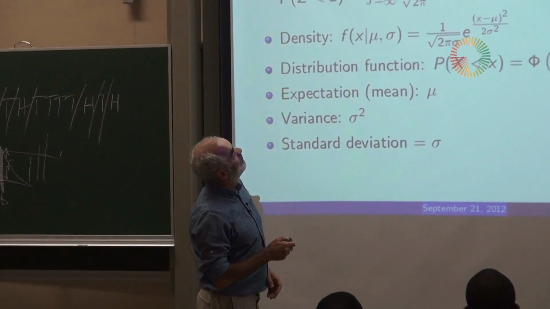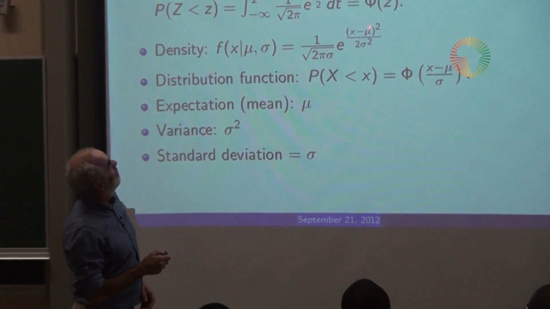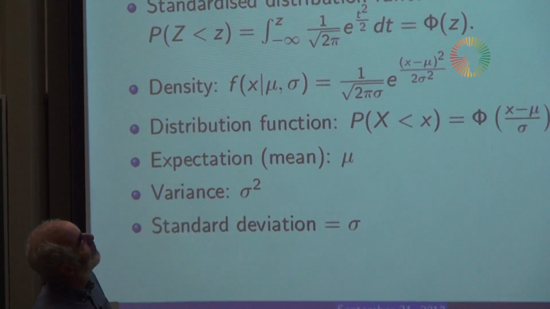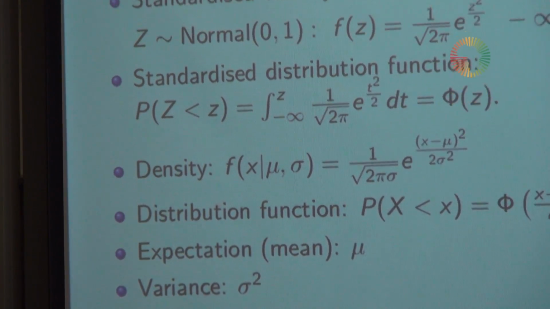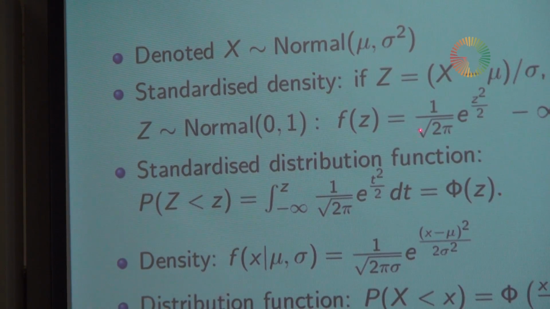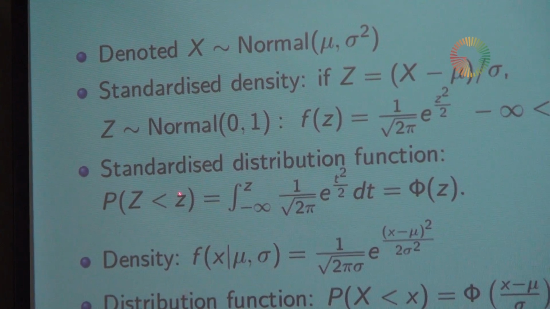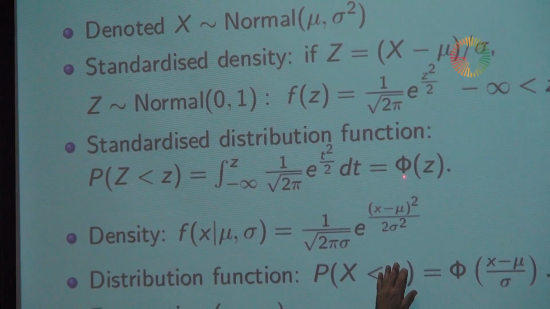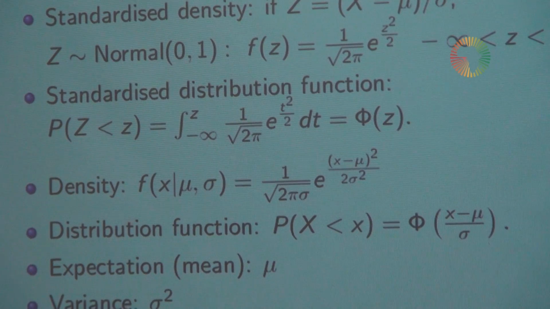If you write it in this way, it's got mean mu, variance sigma squared. This is the standard version with mean 0 and variance 1. That's beautiful. And the tail area of the standardized version is given by this function phi. This is related to the error function in physics.